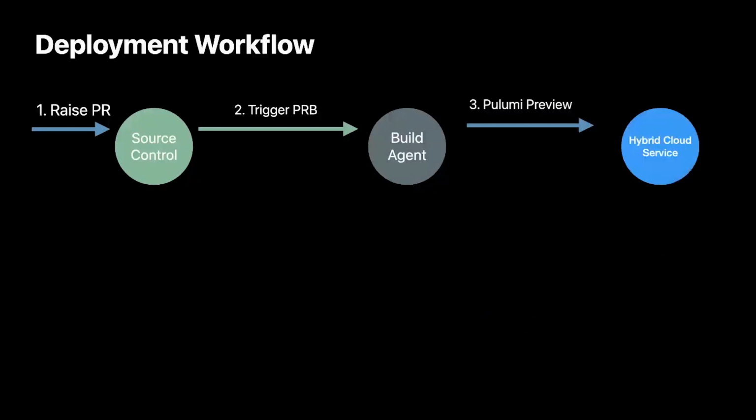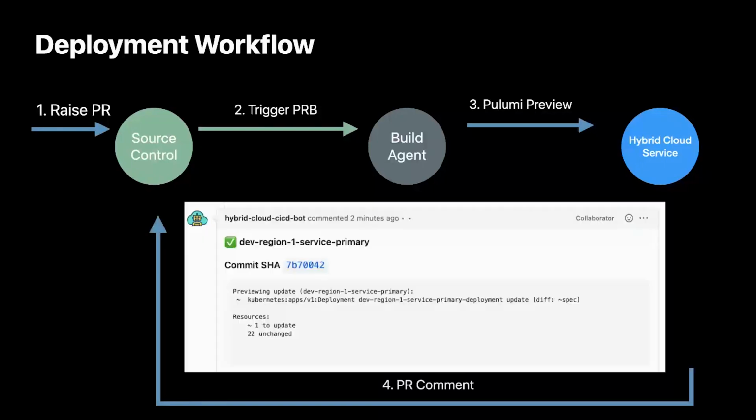The PR triggers a pull request build. The pull request build is set to initialize a Pulumi preview. With the preview, the hybrid cloud service gets a new state file with the corresponding proposed changes along with policy pack reports. This diff and the policy pack reports are posted back to the source code repository as a PR comment. Now the team members can review these along with code changes.